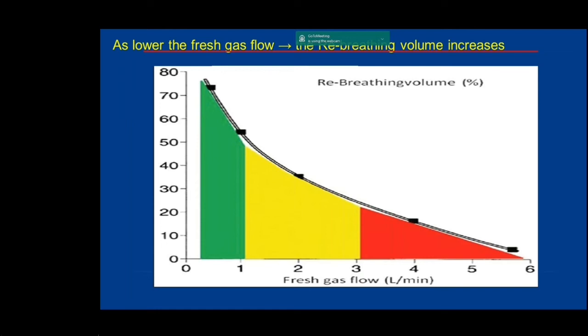So somebody can always redefine it: whenever an inhalation technique is used where more than 50% of gases are rebreathed, that is also a technique of low fresh gas flow. Okay, so that is another way you can define this particular technique.